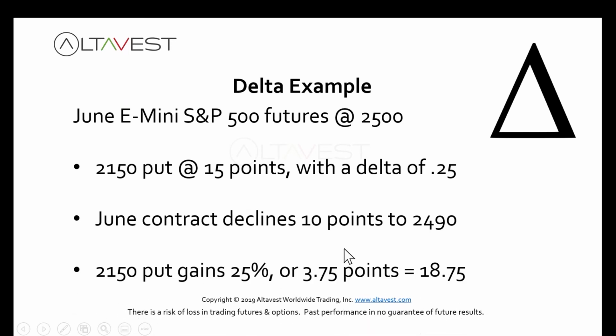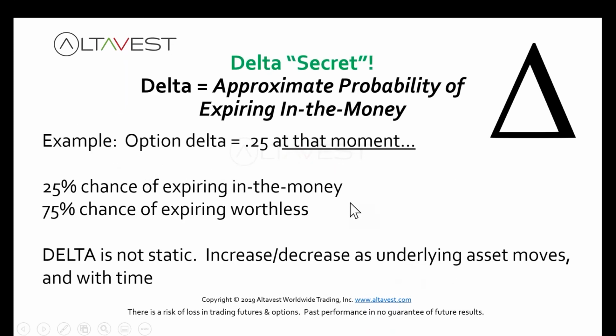Well, now it's 18 3/4. Because of the 0.25 delta, that just means it gained 25% in value. Now here's the real kicker. Delta is also the approximate probability of expiring in the money. So 0.25 means there's a 25% chance of expiring in the money, 75% chance of expiring worthless. Let's keep that in mind, and I'm going to use that in our demo in just a minute.